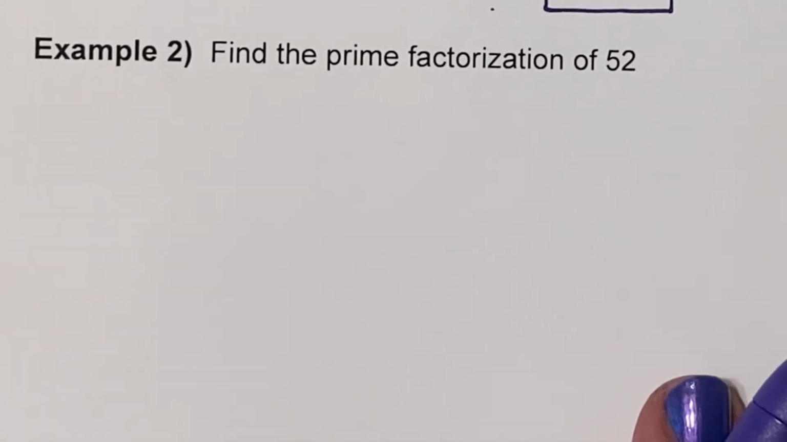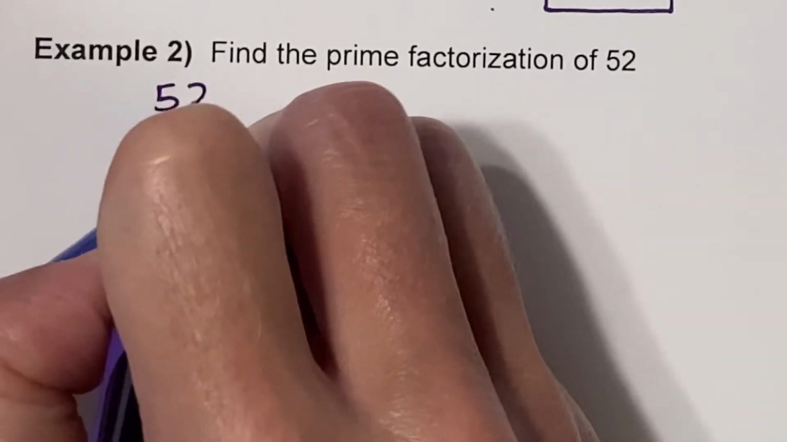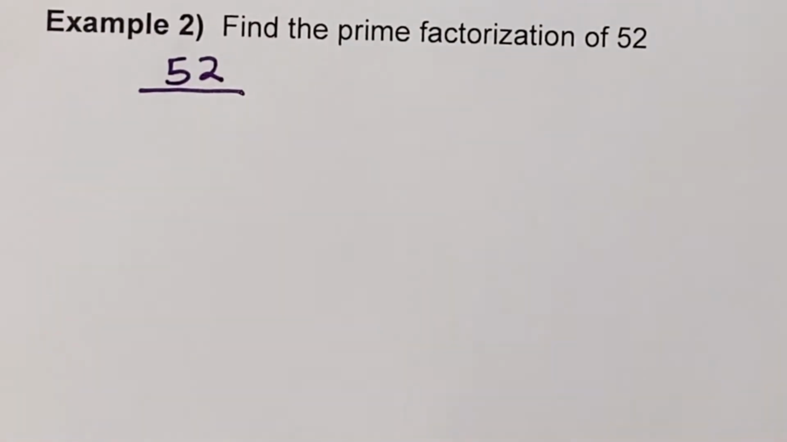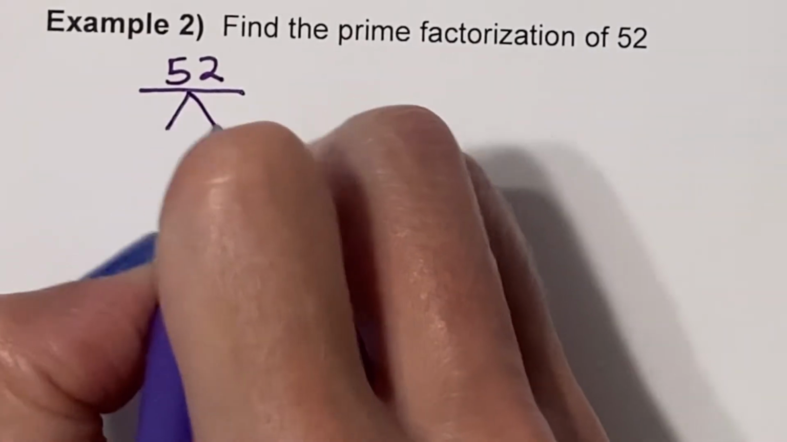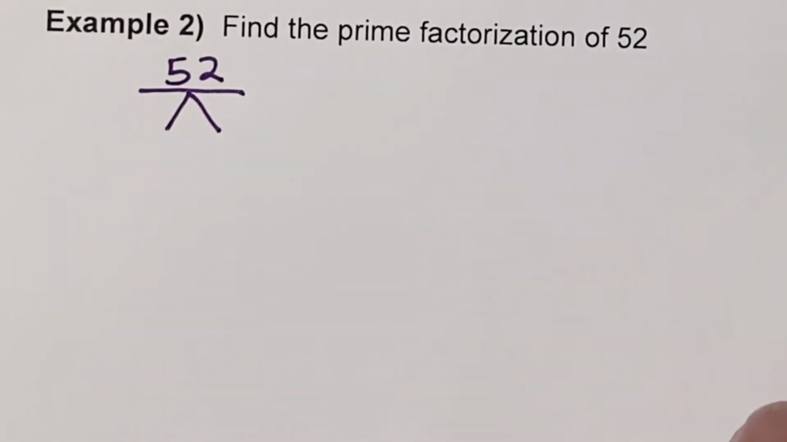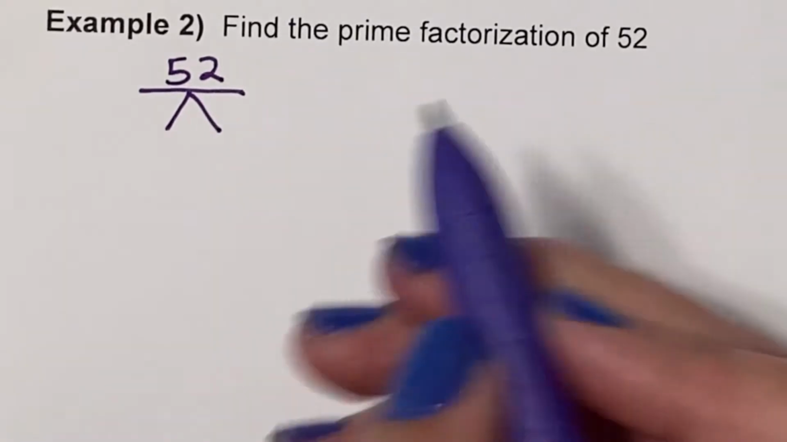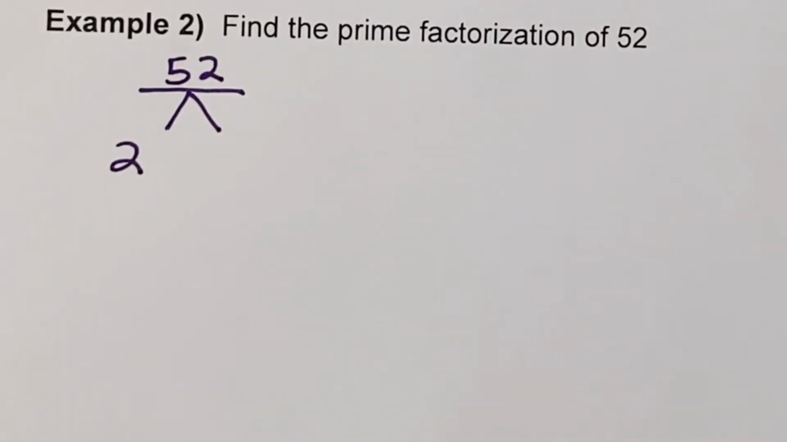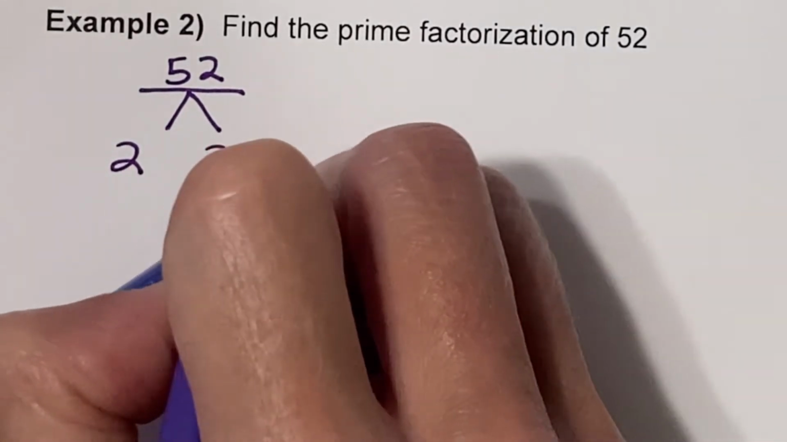Let's go ahead and make our own factor tree. Let's find the prime factorization of 52. Let's go ahead and do maybe a couple of them. Okay, 52. I'm going to break 52 down. The first one I thought of was actually 2 because 52 is even. So let's see, 52 divided by 2 is 26. So I have 2 and 26.